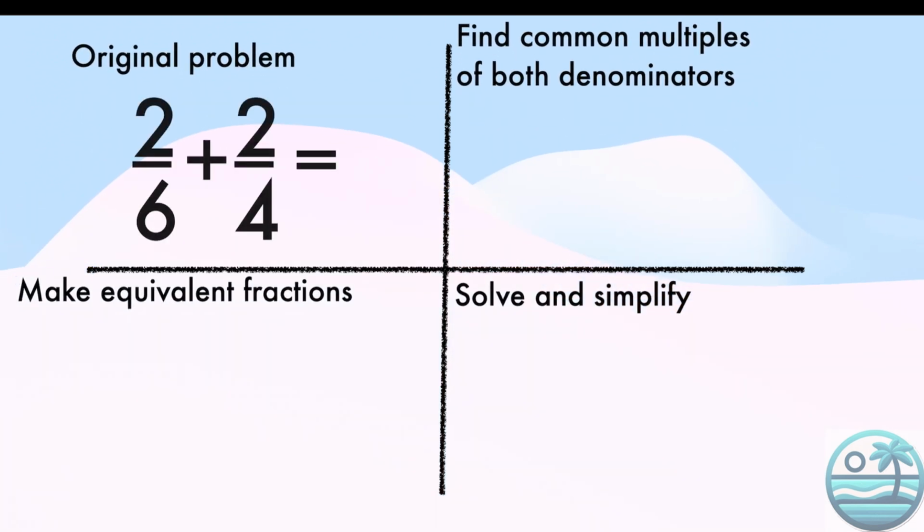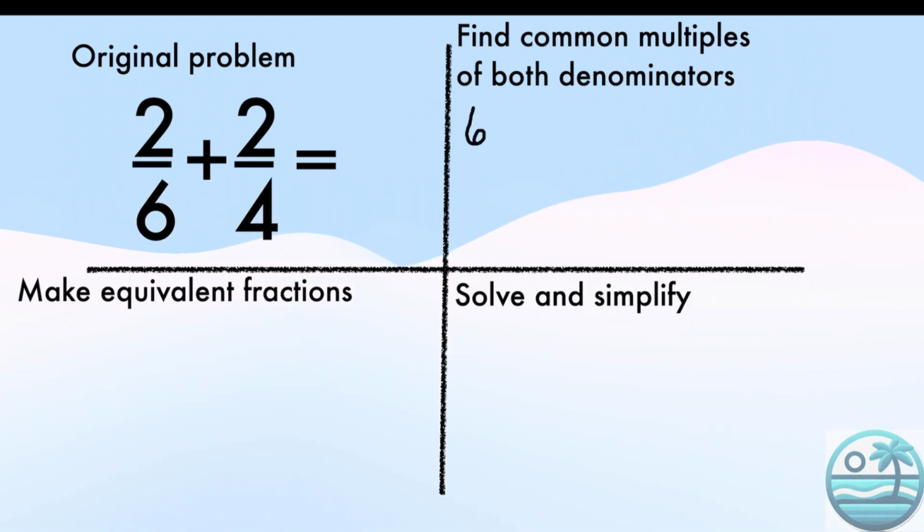Thinking back to the fractions that we started with, 2/6 plus 2/4, I'll write those fractions in the first quadrant where I keep track of my original problem. Then I'll move to the second quadrant to find common multiples of both denominators. To do this, I'll write those two denominators, my sixths and my fourths, and I'll write their multiples.